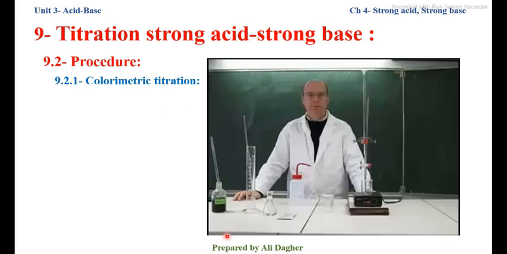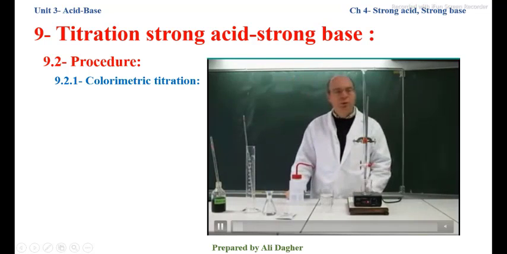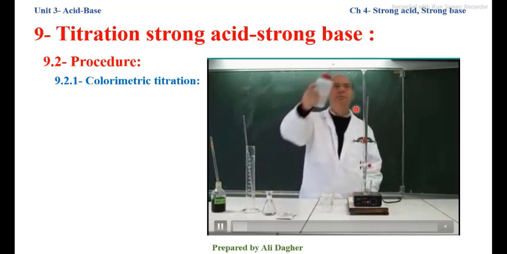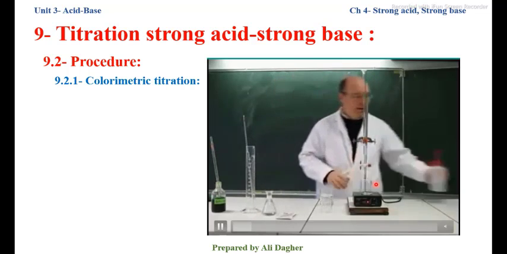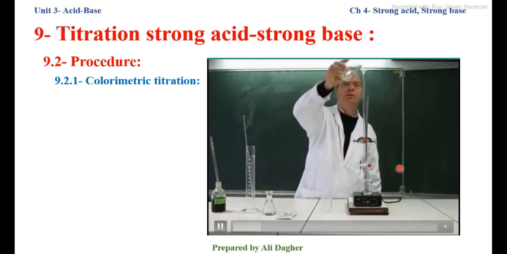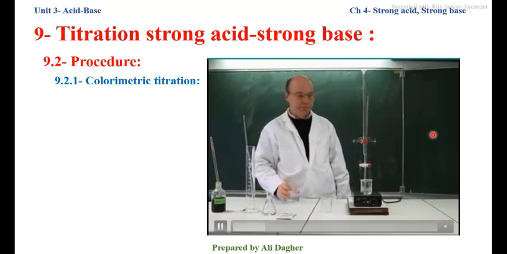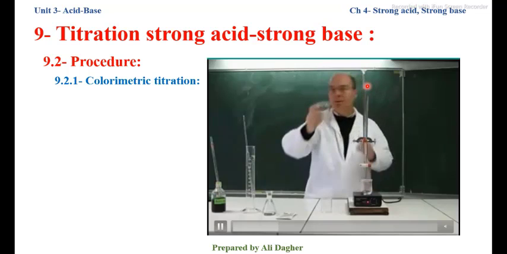Now this video shows the colorimetric titration of hydrochloric acid by sodium hydroxide solution. Here we have the magnetic stirrer, beaker, graduated burette. We rinse the graduated burette using distilled water. Then we rinse the burette with the sodium hydroxide solution. Then we fill the graduated burette using the sodium hydroxide solution till the graduation 0.